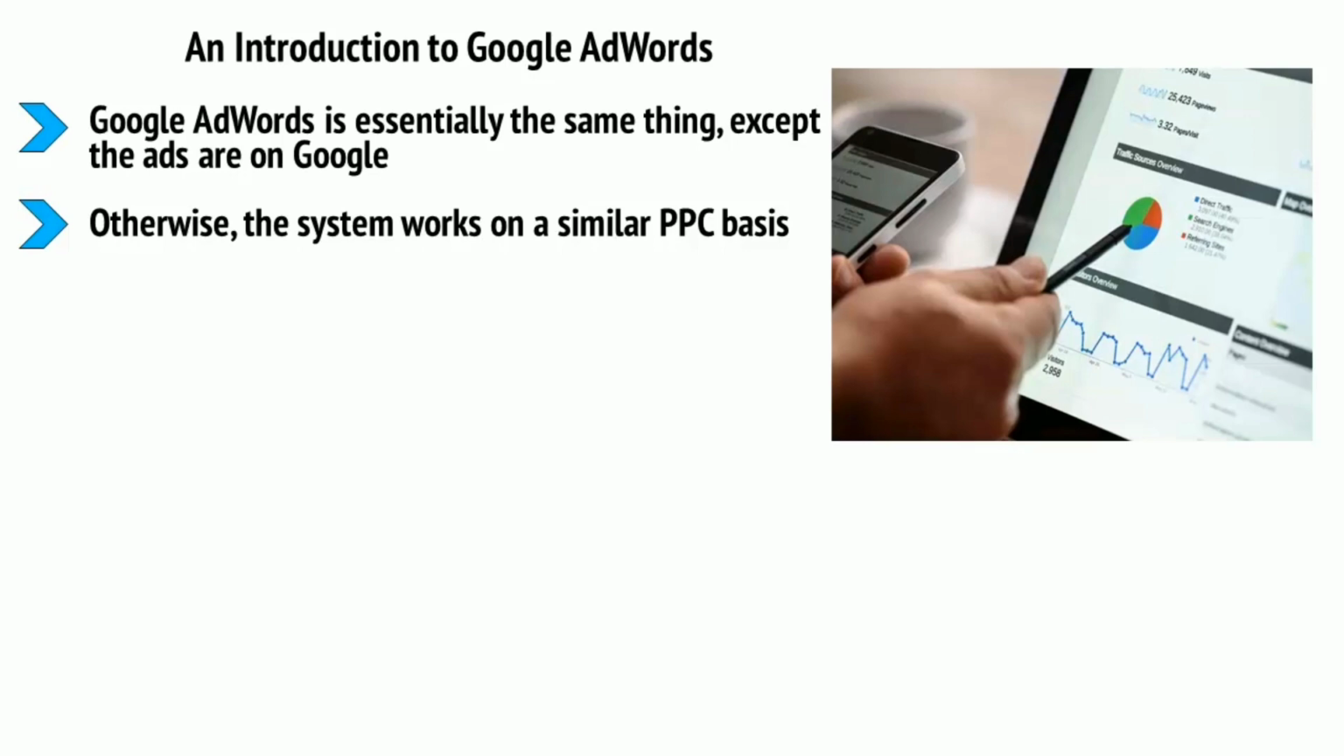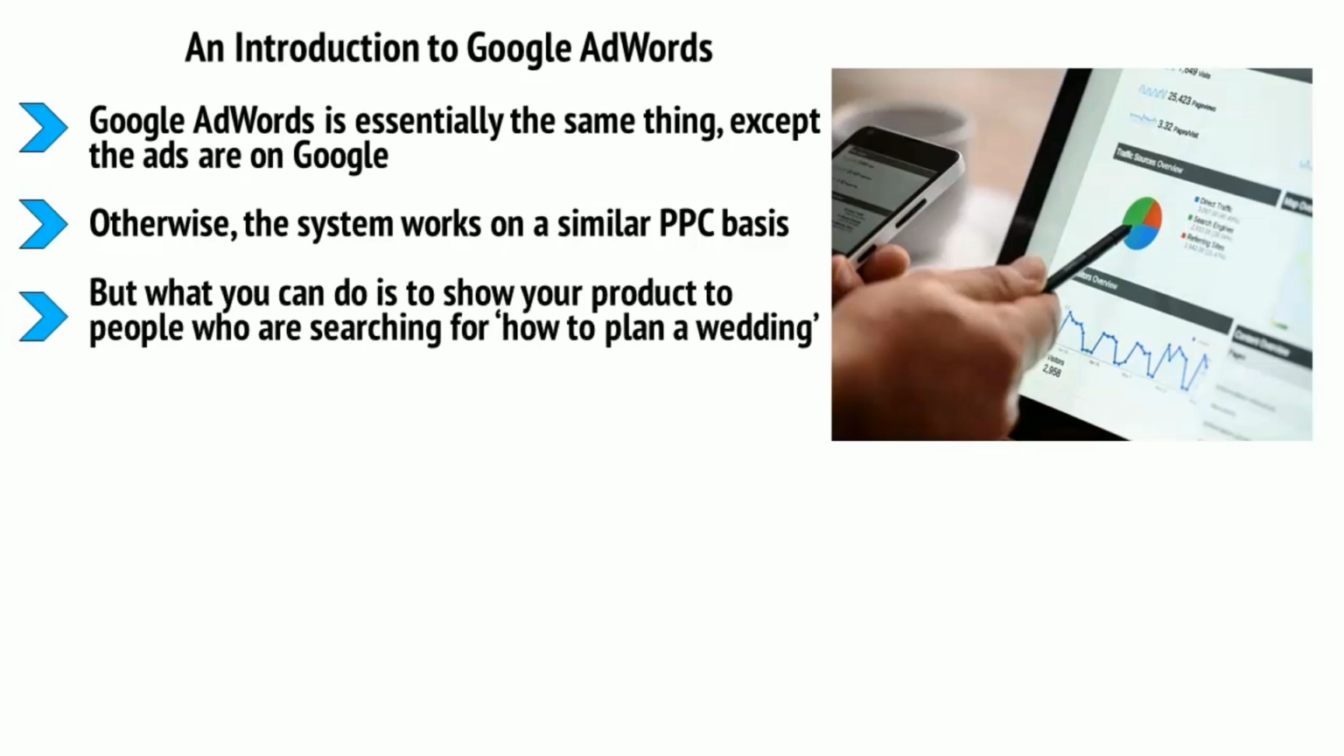This has pros and cons. On the one hand, you can't as precisely target the type of person that is looking for your product. For example, you can't choose to only show it to engaged women. But what you can do is to show your product to people who are searching for how to plan a wedding. This has the benefit of being targeted while also being well-timed. Your audience is not only likely to want to learn about wedding planning, but they're actively looking for information.